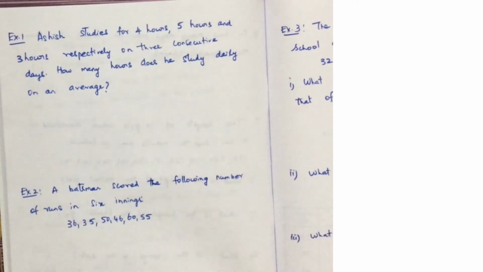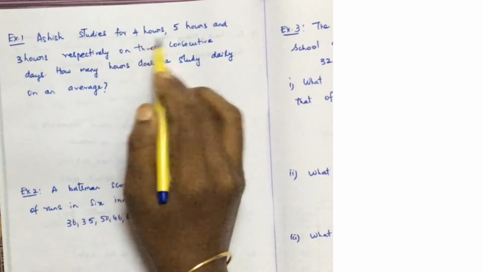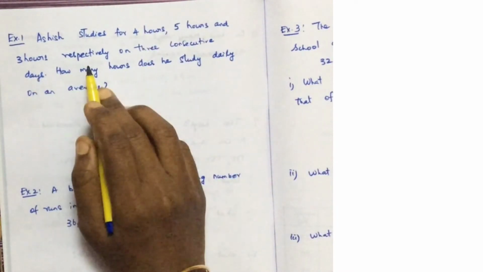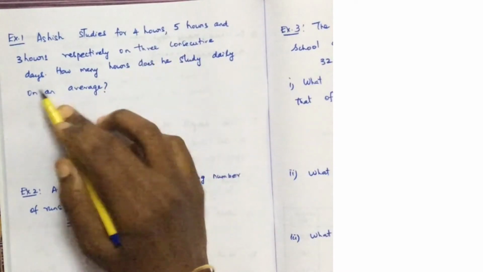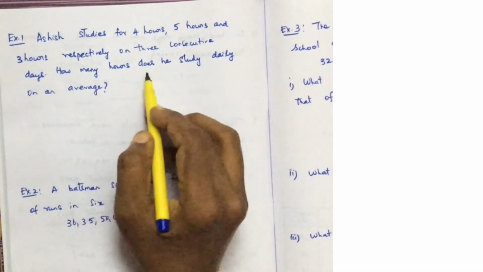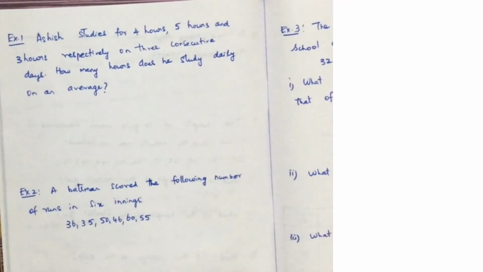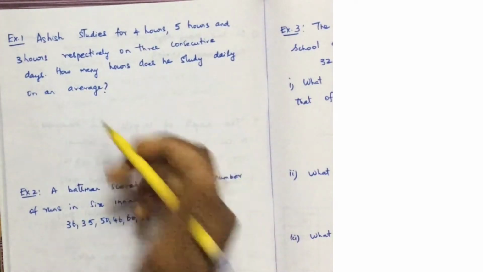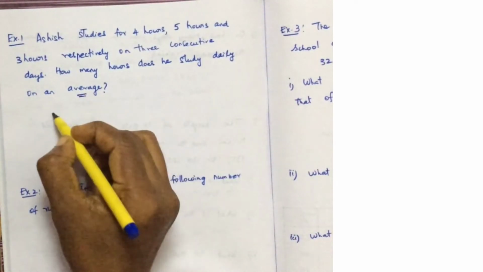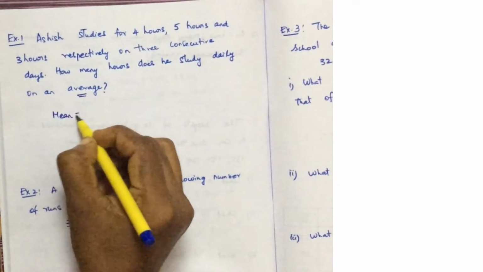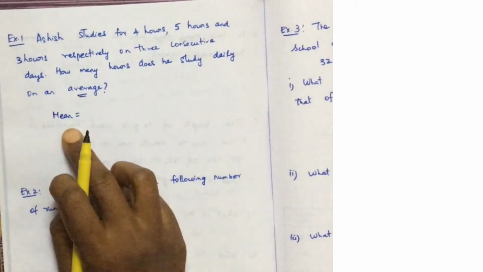Example 1. Ashish studies for 4 hours, 5 hours and 3 hours respectively on 3 consecutive days. How many hours does he study daily on an average? So on an average means I have to find the mean. What is the mean equal to? First I have to say 4 plus 5 plus 3.